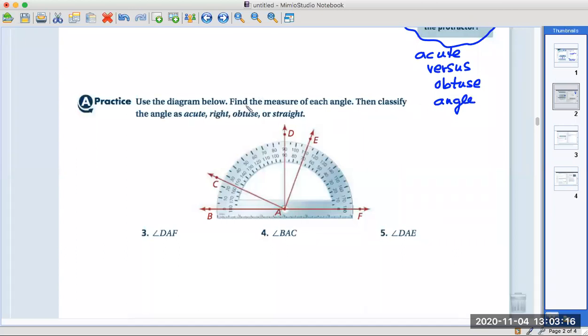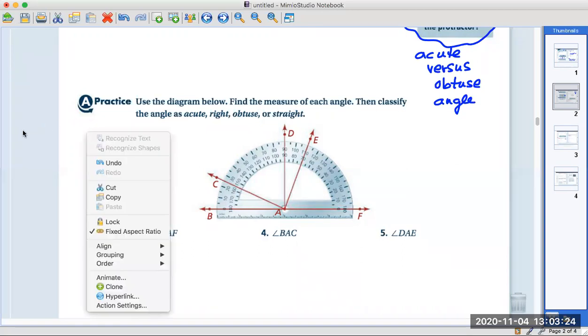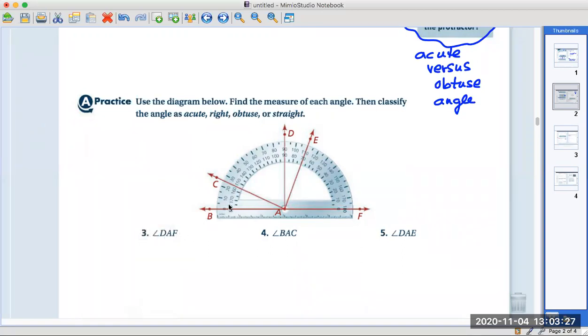Okay, so let's say we're going to find the measure and then classify if it's acute, right, obtuse, or straight. Okay, so let's look at number 3, angle DAF. Again, I have to figure out, there's so many things going on. DAF is a 90-degree angle. Do you see that 90 right here? There's no question. So that's that one. And that means it's right, because we're supposed to classify it, right? Classify.